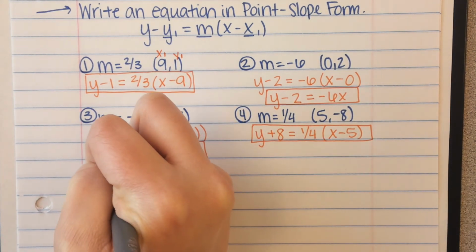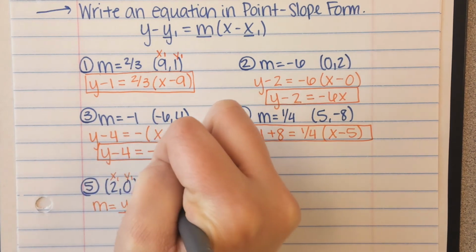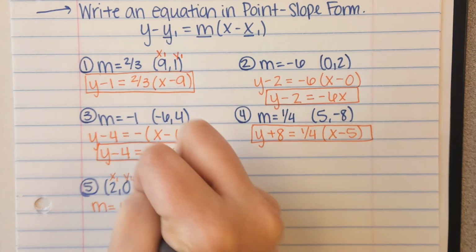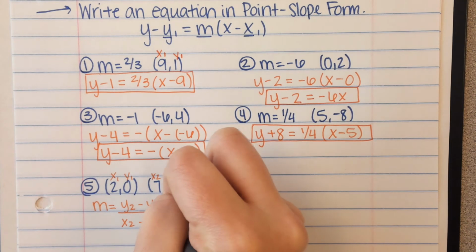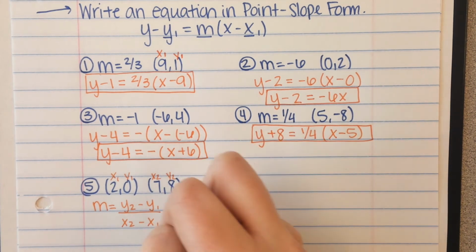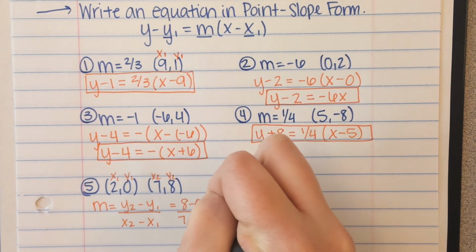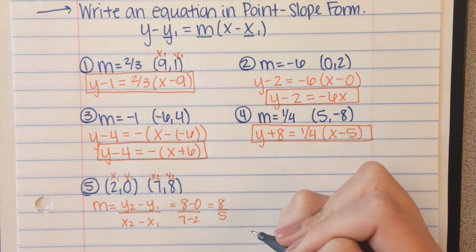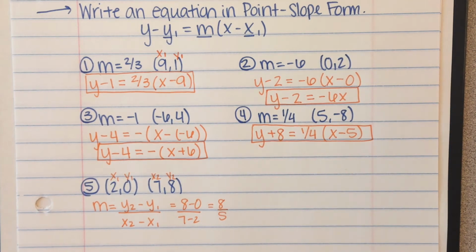You can label these x1, y1, x2, y2. Plug them in. 8 minus 0 over 7 minus 2. So that gives us 8/5. That does not simplify, so we leave it as is.